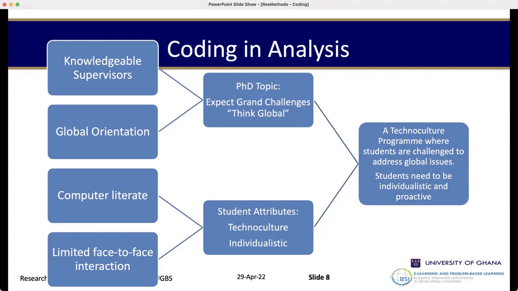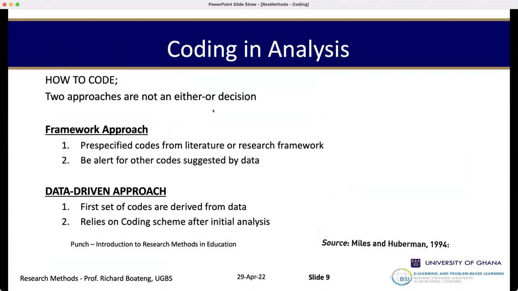Yes, bro. So you see that framework you have in your mind, that the supervisor is a factor, is telling you that supervisor matters. Because of that, you have supervisor issues here. So when you are coding, sometimes you have to ask yourself, what research framework do you have? And what are the variables in your research framework? Or what does the literature around the topic say? So you can find pre-specified codes from the literature or the research framework, and then you can go into the data. Then the next approach is to also look at the data, let the data speak to you.